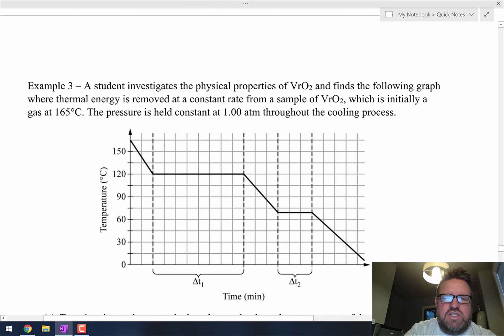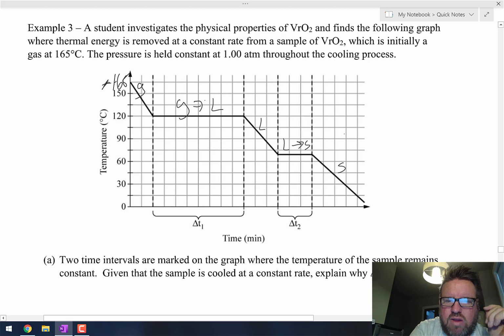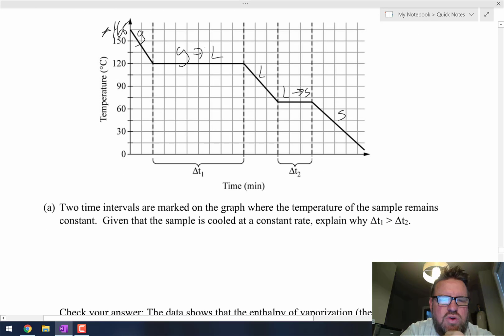Okay, number 3, a student investigates physical properties of VrO2 and finds the following graph where the thermal energy is removed at a constant rate, which is initially at 165. So here we're at 165. Pressure's constant. Now here, notice again, we're going from gas to liquid, liquid to solid, and then we're just at a solid. Okay, now same thing here. Notice that time 1 is much larger than time 2. Okay, 2 time intervals are given.